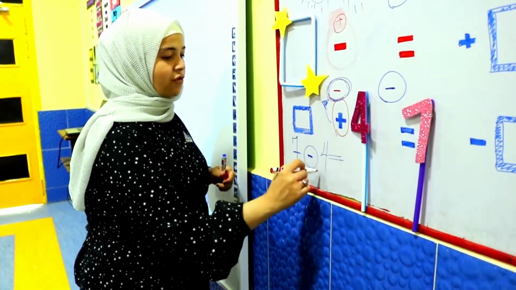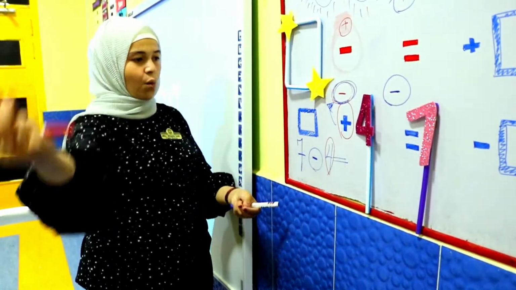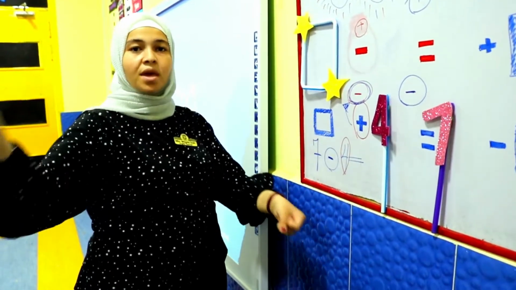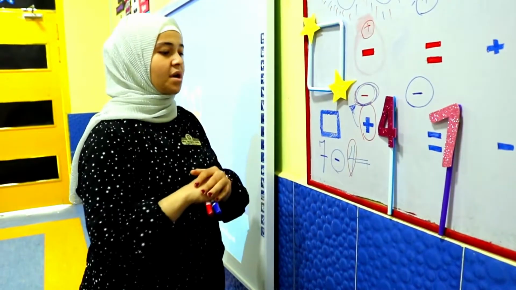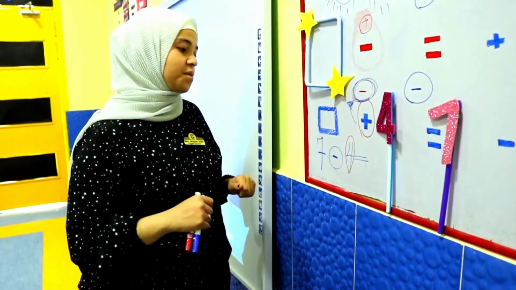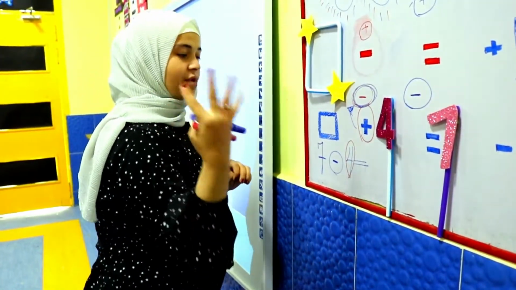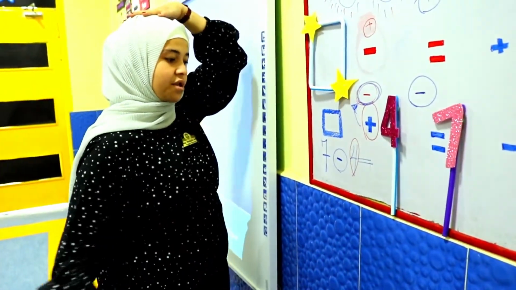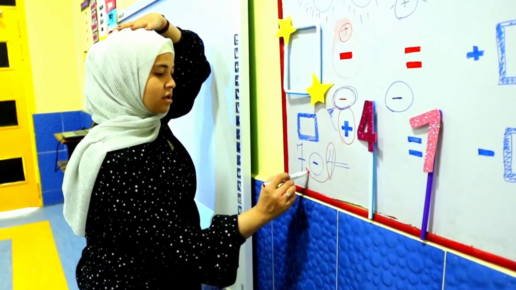Let's think together how to solve it. 7 minus 4 equals. Minus means take away. Minus leaves the smaller number. So put the smaller number in my mind. Which is the smaller number here, 7 or 4? Just 4. 4 is the smaller number. Put 4 in my mind and count to reach the bigger number. I count from 4 to reach 7.